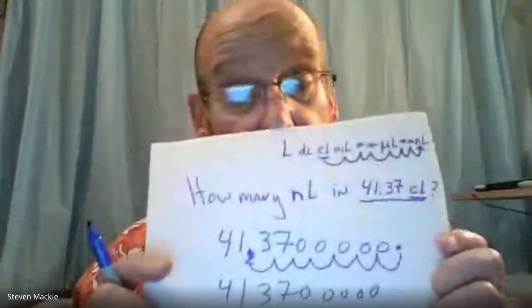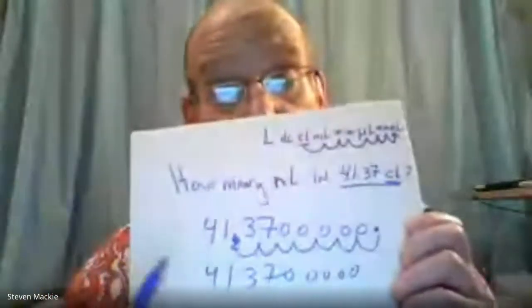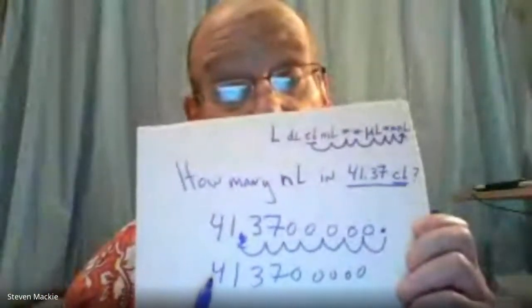Now, for what it's worth, let me point one thing out about this that I think is interesting. We started with the number 4137. We ended with a number that still has 4137 in it. Would that be true if I was asking you how many inches there were in 10,000 feet? No. The numbers would look nothing like the original numbers.